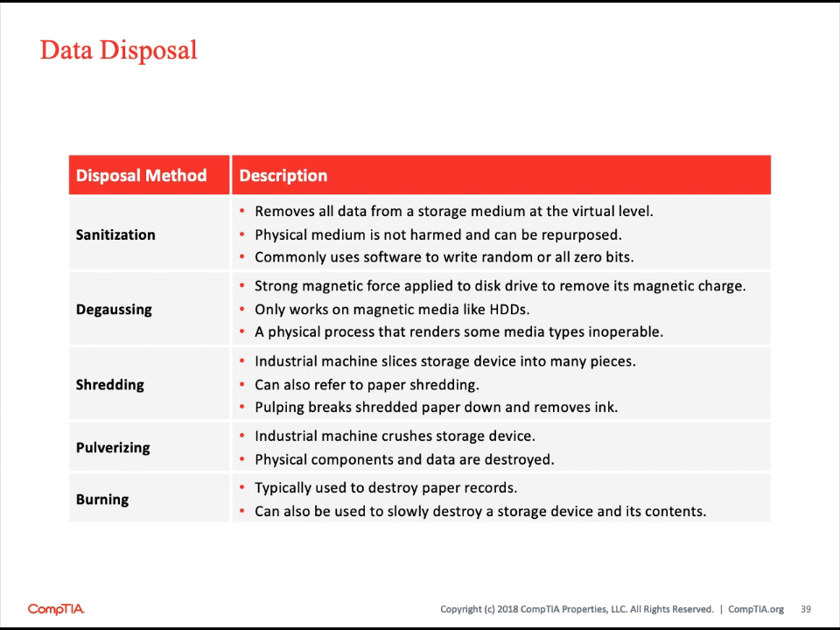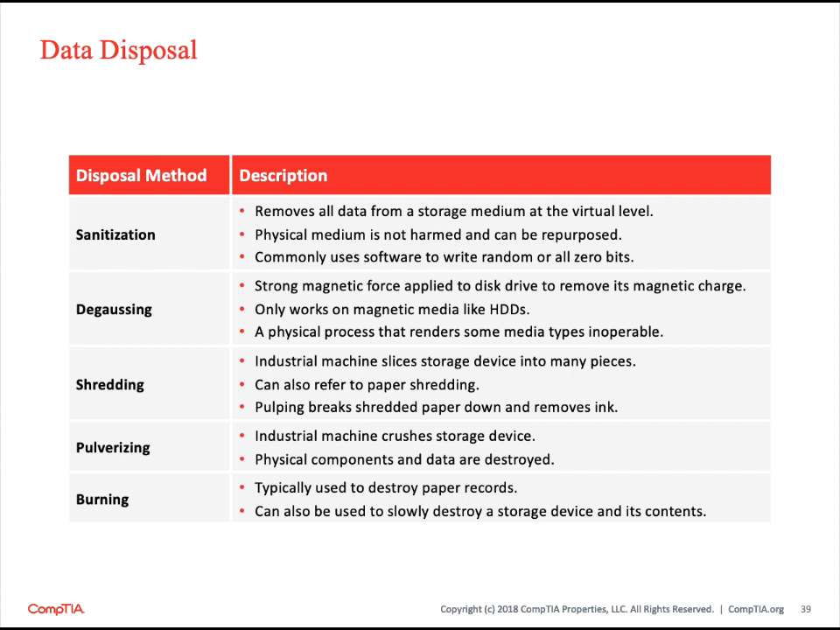Then we have shredding. So shredding is a large industrial machine that is going to slice storage devices into a bunch of pieces, right? And it's going to make sure that we can't fix the drive or get any of the pieces back, right? So shredding can also refer to paper shredding. So we've all seen the movie. The IRS is about to go hit somebody, and all the companies start shredding all the papers as quick as they can, right? And then for added security, we might use pulping. So pulping is going to break down the shredded paper and remove all the ink. So this is when you definitely want to make sure that nobody sees what you've been up to, right?